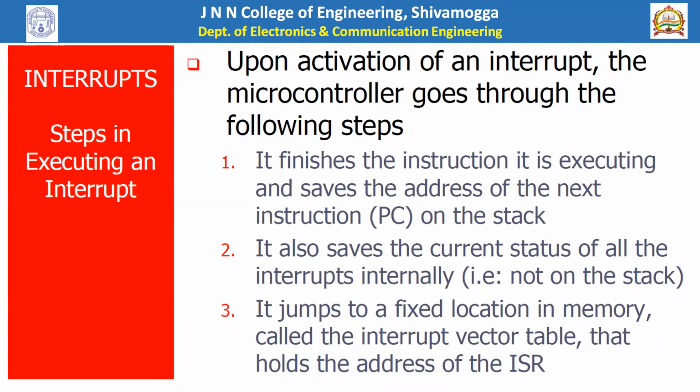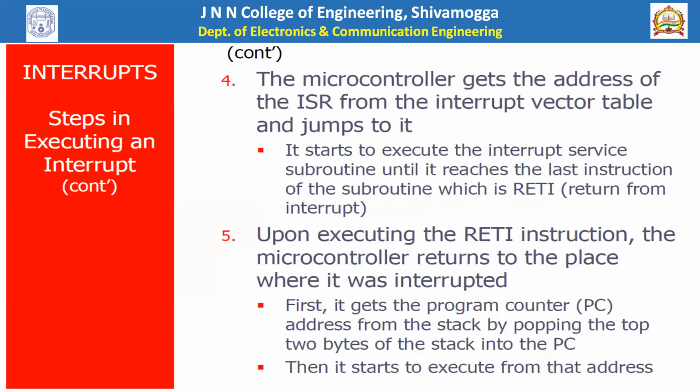It jumps to a fixed location in the memory called the interrupt vector table, which holds the address of the ISR. The fourth step is that the microcontroller gets the address of the ISR from the IVT and transfers control to it. It starts executing the ISR until it reaches the last instruction, called return from interrupt, RETI. Upon executing RETI, the microcontroller returns to the place where it was interrupted.